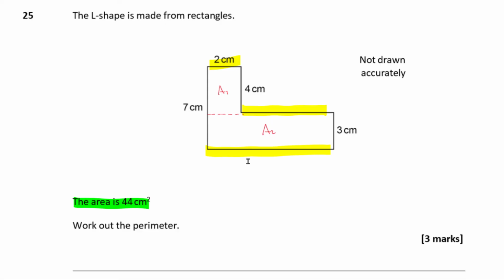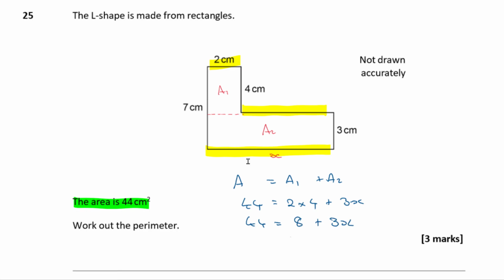And I'm going to call this missing length here x. I'm going to say then that the area of my shape is going to be area 1 plus area 2. Now, area 1 is a 2 by 4 rectangle, so that's got an area of 2 times 4. Area 2 is a 3 times x rectangle, but I don't know x yet. And I do know that the overall area is equal to 44. So what I've done here is I've formed an equation in x. I've got 44 is equal to, just multiplying that out, 8 plus 3x.